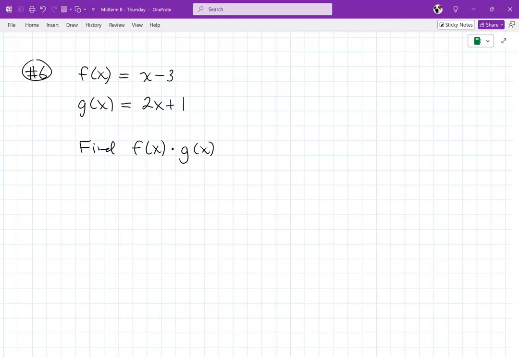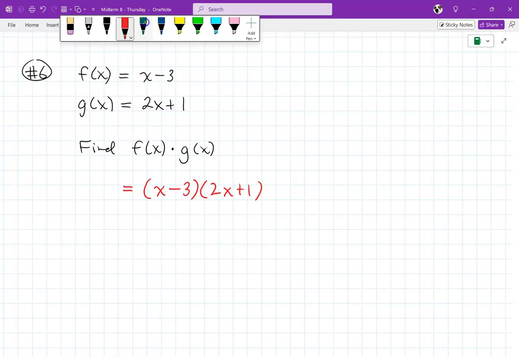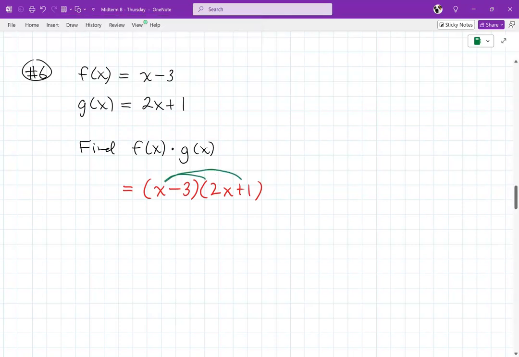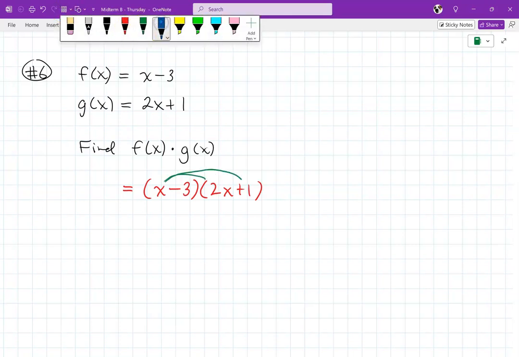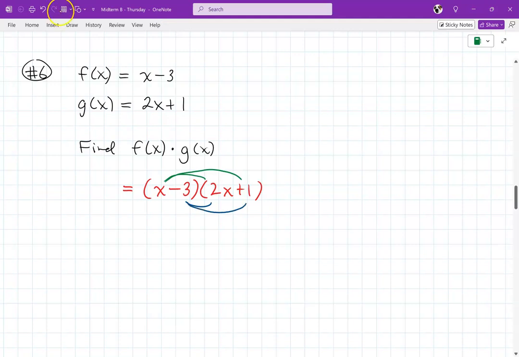Now, if they didn't write it, f of x times g of x, they would have put f times g of x. So parenthesis f times g, and then an x on the outside. So let's go ahead and rewrite this. F of x is x minus 3. G of x is 2x plus 1. And you're going to distribute. You'll distribute the tops here, and then the bottoms after. So the first term times the other binomial, then the second term times the other binomial.